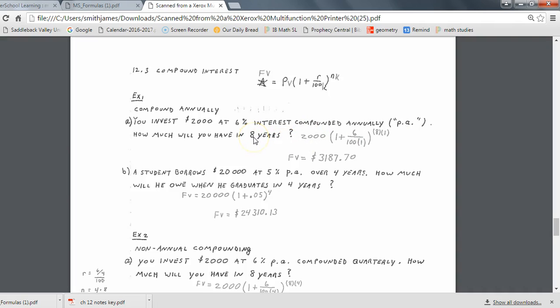So we want to know how much money am I going to have in 8 years? Well, here's the present value of 2,000. We're putting in the 6 for the interest rate. Remember the 100 is going to take your 6 and convert it to 0.06. So don't do that on your own. The 100 is going to do that for you. We're putting the 1 in for K because it's once per year, and this is happening for 8 years. So 8 goes in for N.